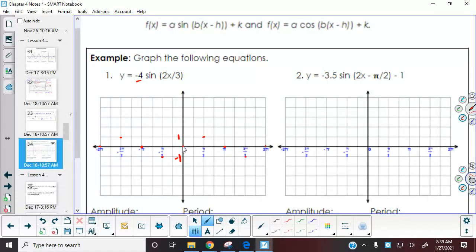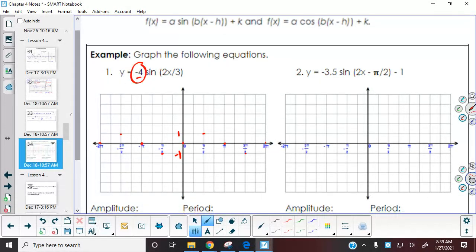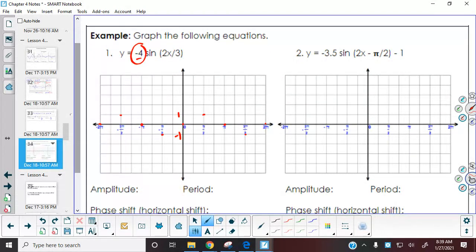Now, when we look at this, let's pick apart what is happening. We have an amplitude of 4 because of this. So I'm going to fill this in, an amplitude of 4, but it's been vertically reflected also. So it is going to be reflected and stretched by a factor of 4. I'm just going to put that there. We also know it's going to be vertically stretched by a factor of 4.